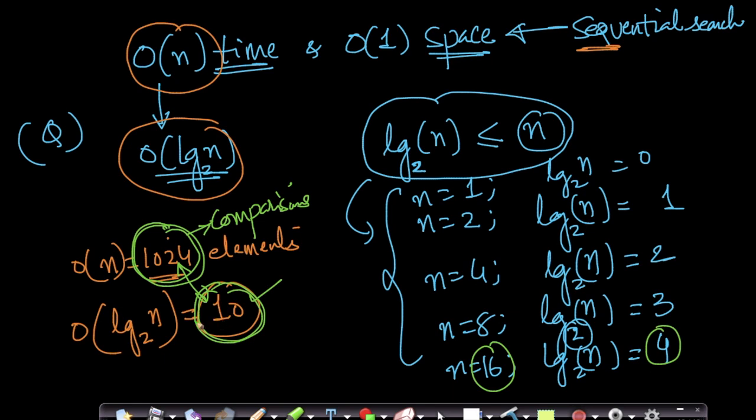So is there some way for us to go from order of n time to order of log n time? There is an algorithm called binary search. Those of you who have studied computer science would learn about this in your data structures and algorithms course. Those of you who do not know, don't worry, we'll just learn it right now.